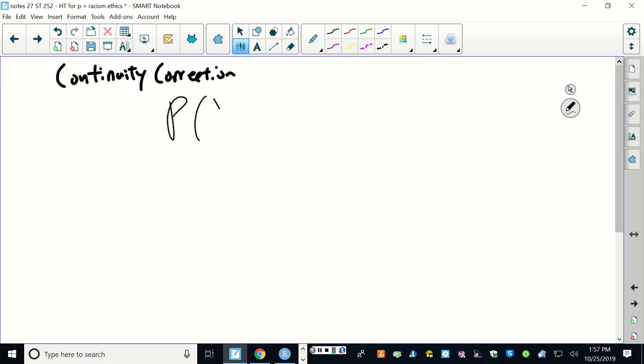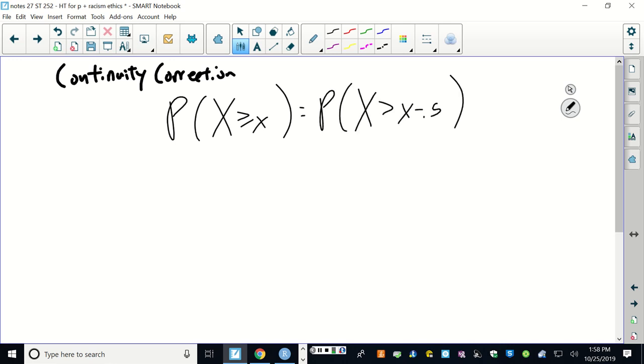So if we want the probability that we're greater than our x value, this is exactly equivalent to the probability that x is greater than x minus 0.5. Why are these two things exactly equal? Well, x can only be integers, right? So the probability greater than 35 is the same as greater than 34.7, 34.3, anything in that interval below it, right?